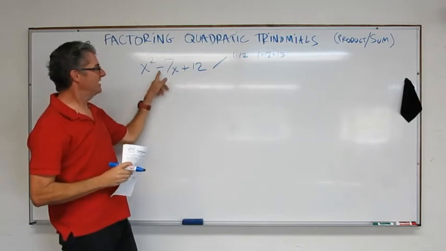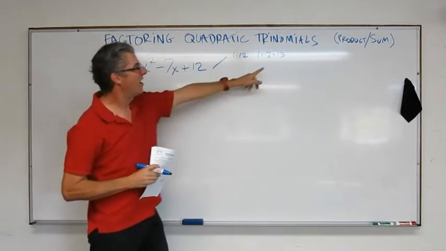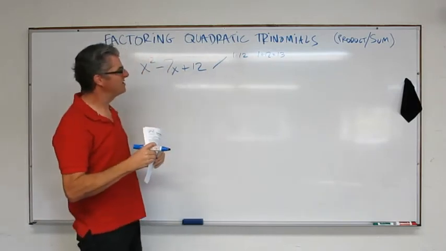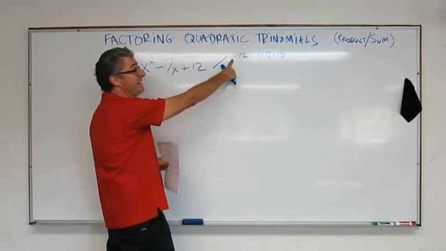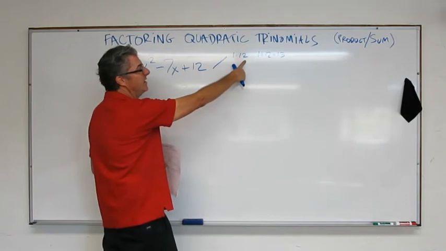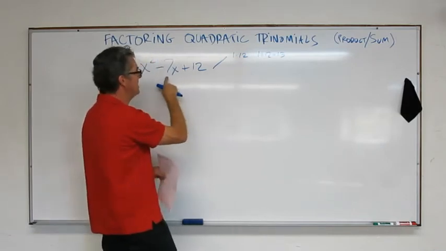Plus, we're not getting a negative sign on our sum. So we need to think a little bit differently. I can tell right now that if I change the 1 to negative or the 12 to negative, I'm still not going to get a 7 in the middle.